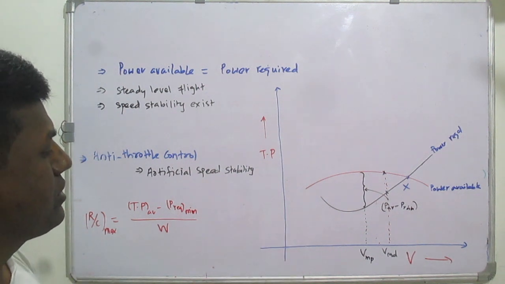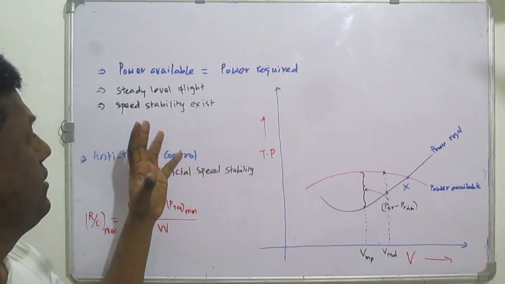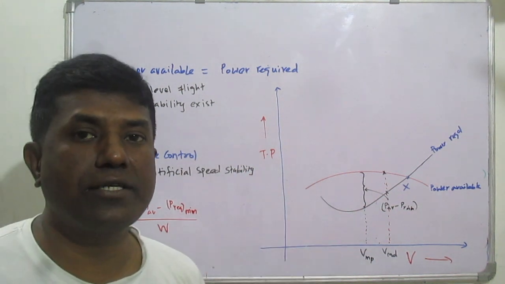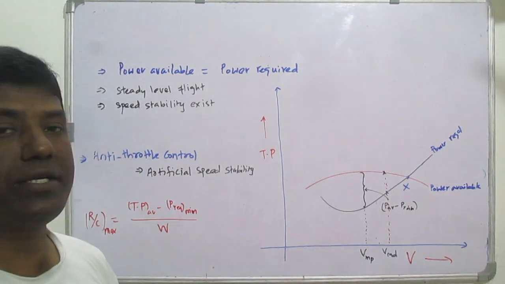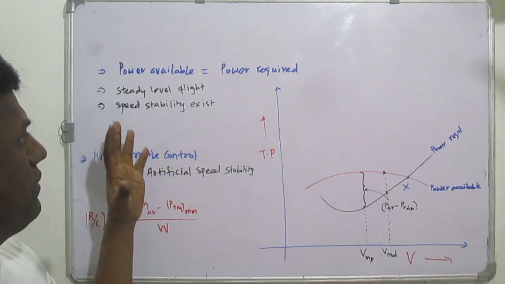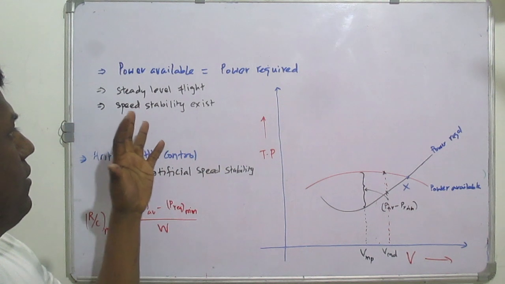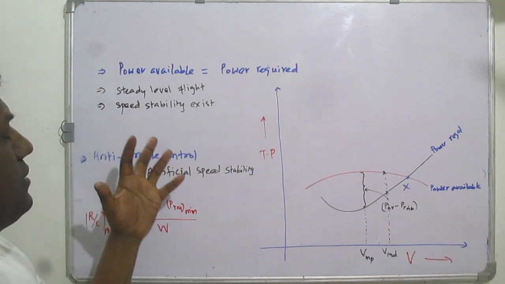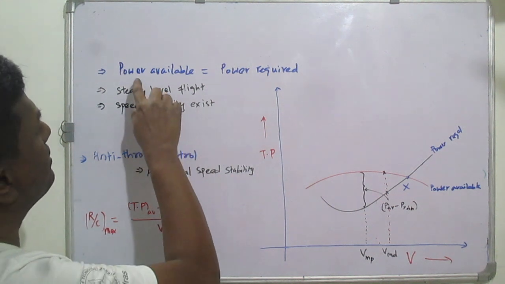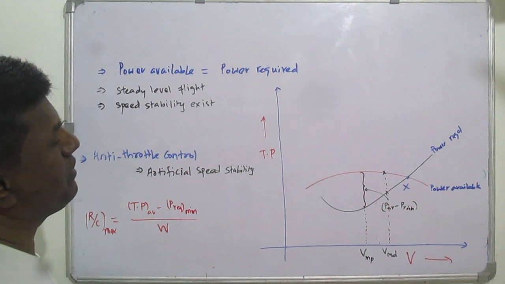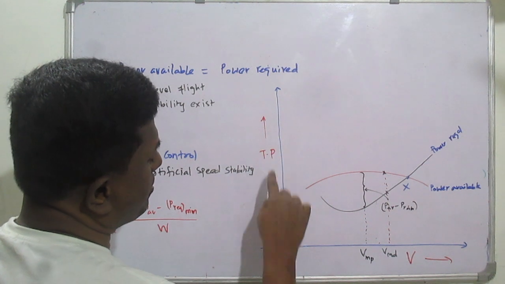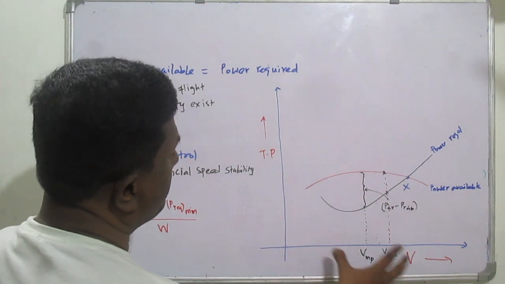Because speed stability is very important in steady level flight. Even though we are discussing climbing flight, this also comes under steady level flight conditions. Whenever we go with steady level flight, speed stability is very important, because speed stability exists when the power available equals the power required. That is what we are seeing in this thrust power required versus velocity graph.